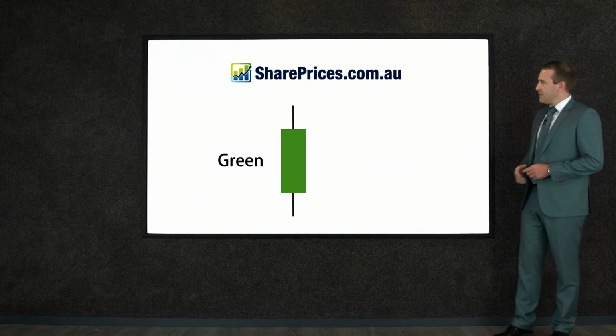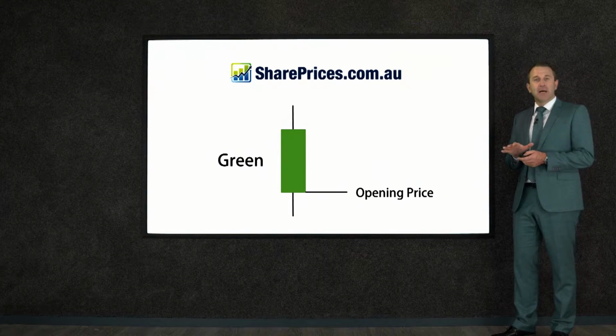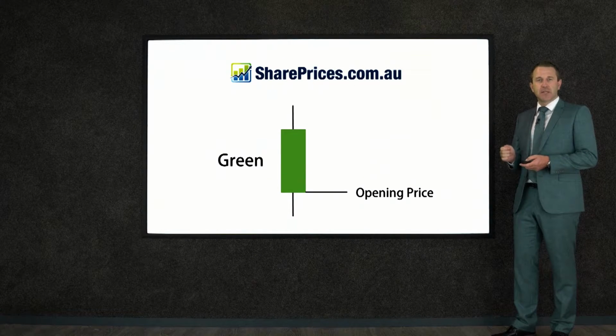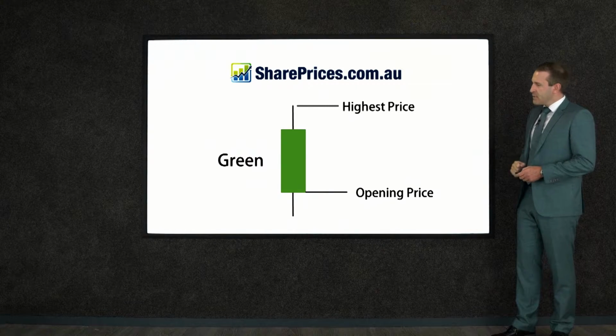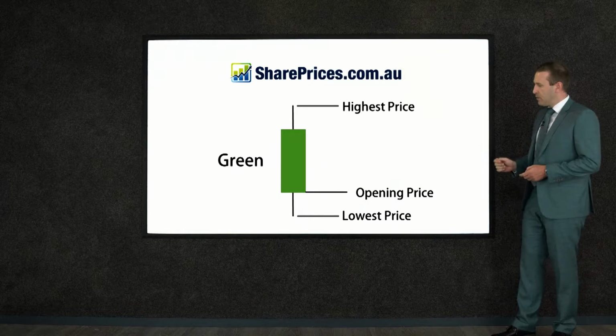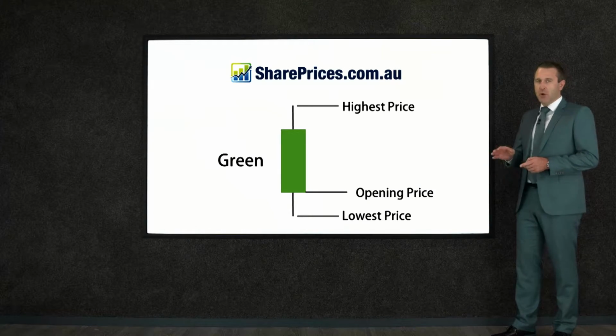Green is up and red is down. Starting with the green here, just on its own. Now the bottom of the body, that's the coloured in part, is where it opens for the day. So that's where the share price will start for the day. Up to the top of the wick, that's always going to be the highest price. And then down to the bottom is always going to be the lowest price, whether it's green or red. The only difference is where it opens and closes.